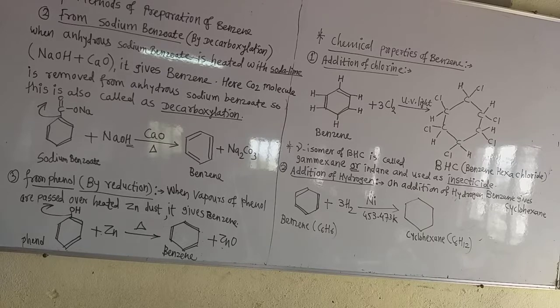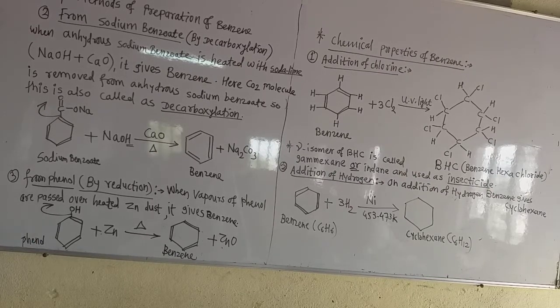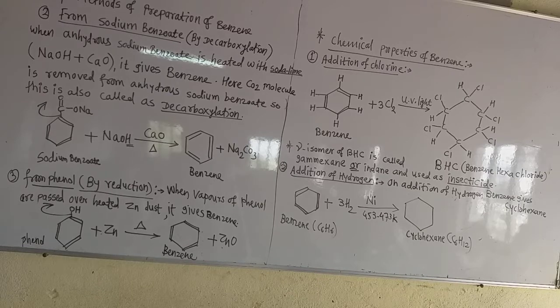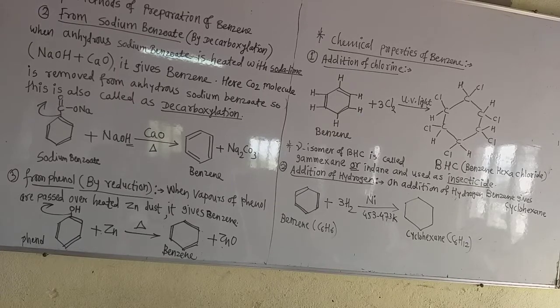Now let us see the physical properties of benzene. Which are the physical properties of benzene? Now see, benzene is a colorless liquid. That means benzene does not have any color. Benzene is an aromatic compound. Its boiling point is 353 Kelvin and its melting point is 278.5 Kelvin. It is insoluble in water.